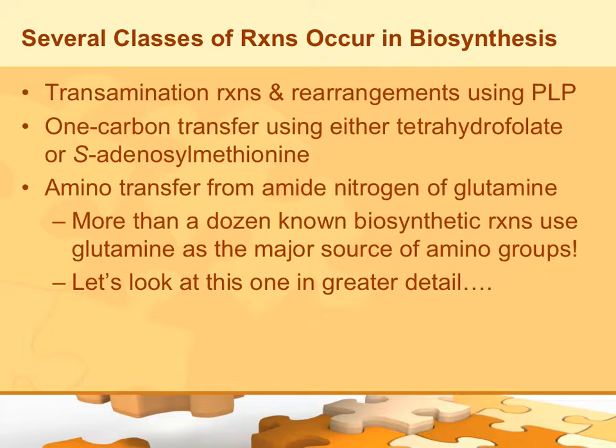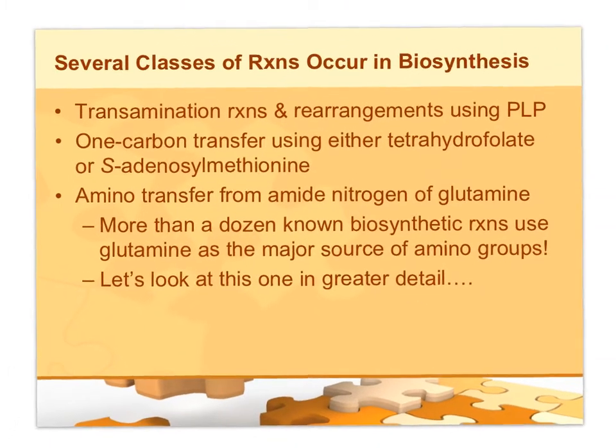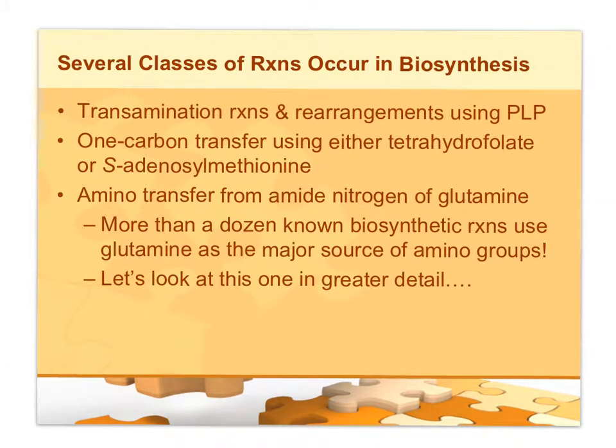Whew. Okay, so now as a segue into really the rest of this chapter, there are different classifications of reactions that are occurring. Some of these we've seen, the transamination or the amino acid transferase kind of reactions, and rearrangements that use PLP. We've seen that before. Remember all of the aminotransferases use what amino acid? Glutamate. And then they're always named for what the other amino acid product is. So that one's nothing new.